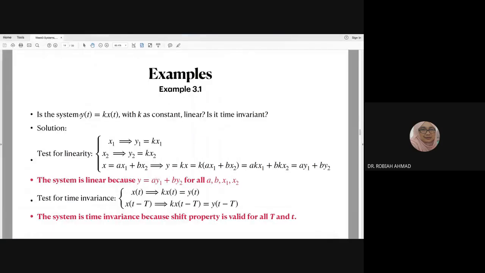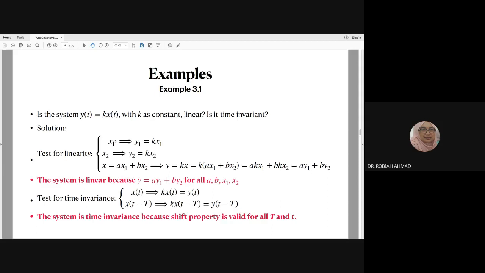Okay, we have this linearity. Kita ada sistem. Sistem kita adalah y(t) equal to k x(t), where k is a constant value. So you want to determine whether the system is linear, and whether the system is time invariant. So go back to the definition. Linear apa dia? Dia punya combination tu akan memberi linear output. And then what about time invariance?